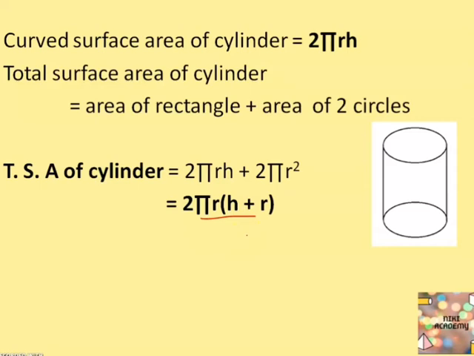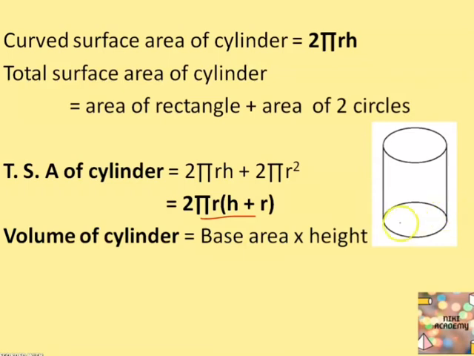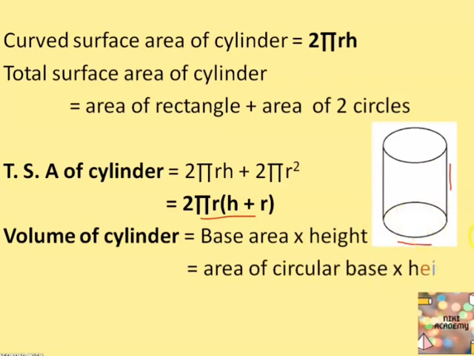Now we are going to find the volume of the cylinder. To find the volume, we multiply the base area by the height. The base area is the area of the circle. We find the circular base area and multiply it with the height. The area of the circle is pi r squared and the height is h. So the volume of the cylinder is pi r squared h. Let's see an example.